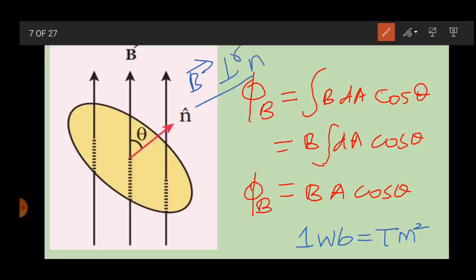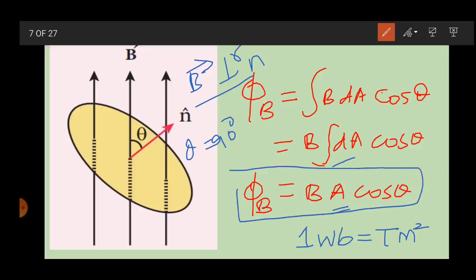So what is the angle? Theta is equal to 90 degree. What is the value of cos 90? Cos 90 is equal to 0. So the total flux is also 0. So students, now write the formula only. Flux phi B is equal to BA. What is the value of the integral of dA? That is nothing but the total area A into cos theta.